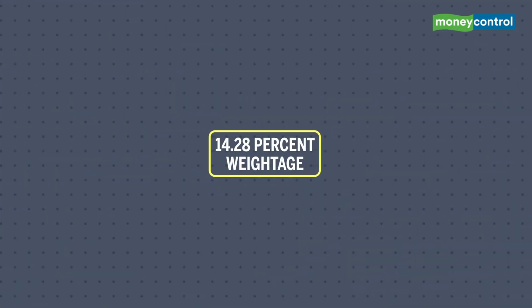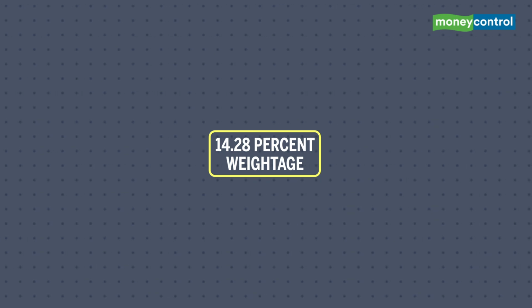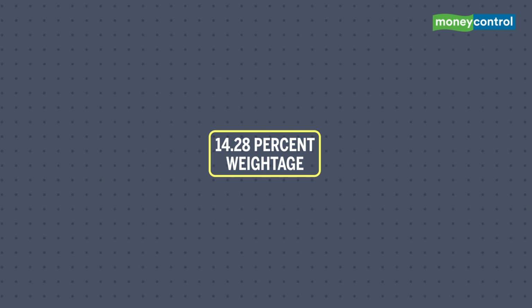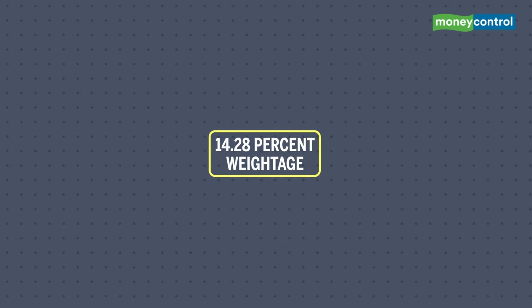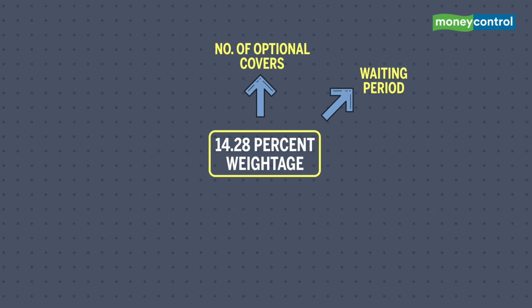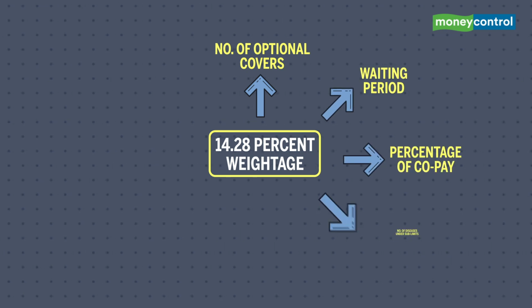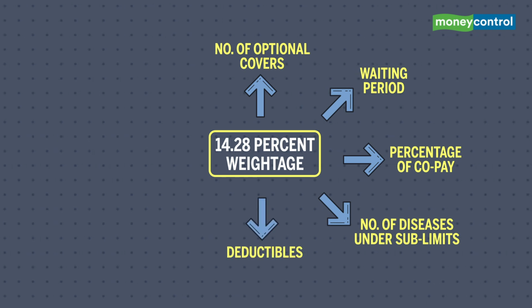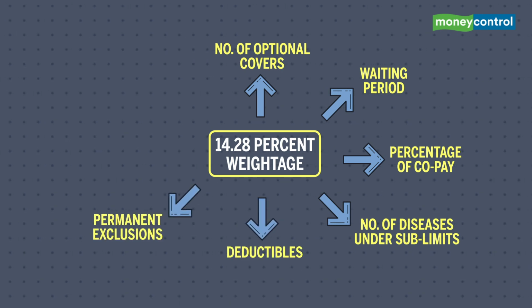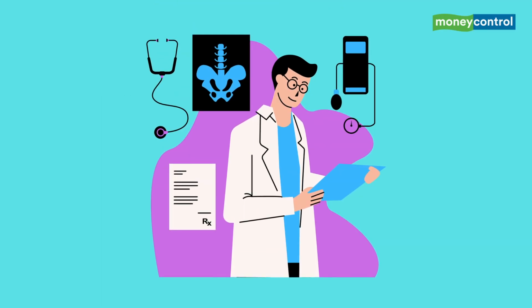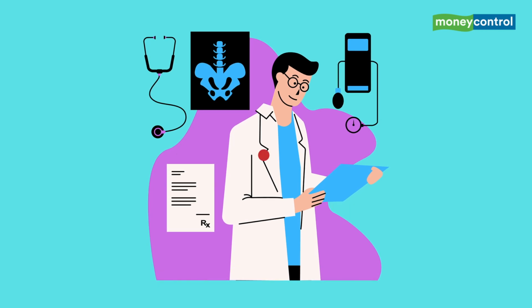7 parameters with an equal weightage of 14.28% will be considered to arrive at a score. They include the number of optional covers offered, waiting period, percentage of copay, number of treatments where sublimits are applicable, deductibles, number of permanent exclusions, and simplicity of terms. But first, let's see what each factor will entail.